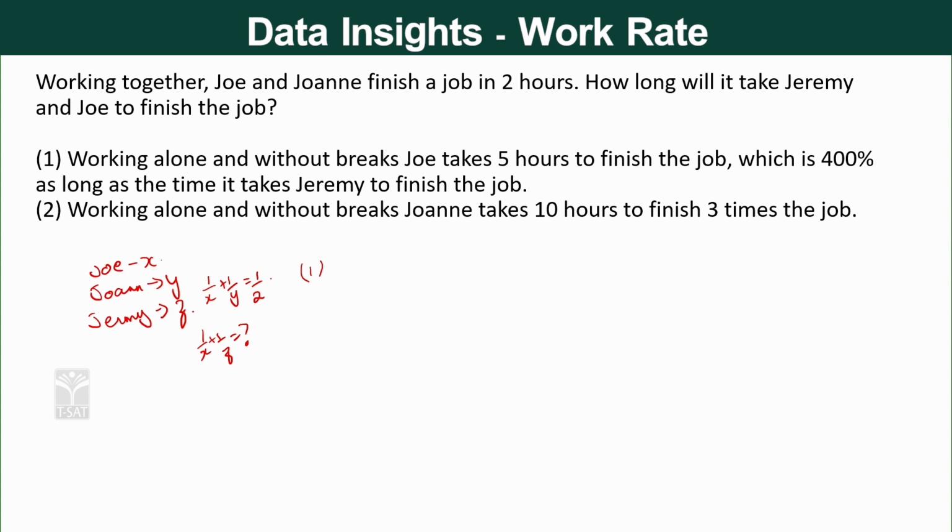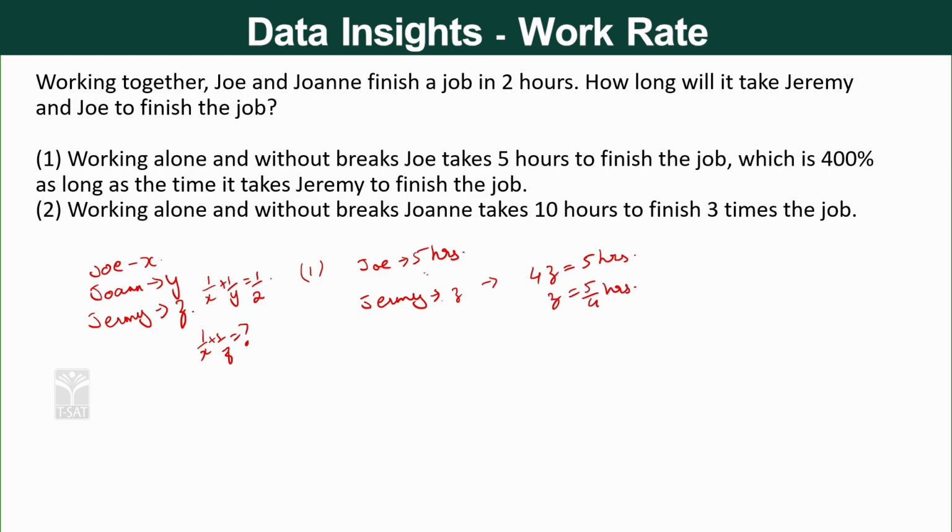is 400% as long as it takes Jeremy to finish the job. So, Joe takes 5 hours, which is 400% as long as it takes Jeremy to finish the job. Let us say Jeremy takes z hours. So, you are given that 400% will be 4 times Jeremy's time, which is equal to 5 hours. So, z is equal to 5 by 4 hours.